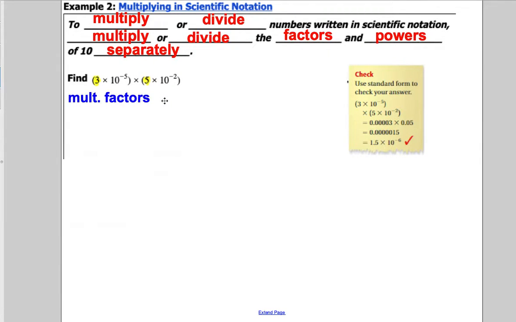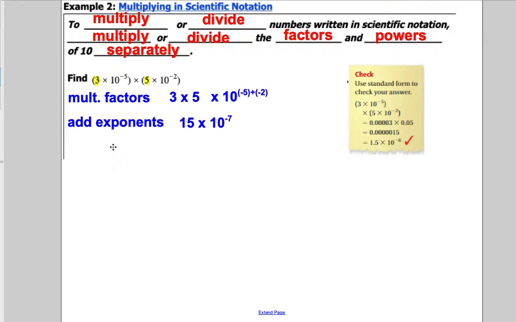Okay, so multiplying the factors here, you're just multiplying 3 times 5. Your powers of 10, though, it goes back to the product of powers property. When you're multiplying numbers that have the same base, you need to add your exponents. So the base is 10, and you're adding your -5 and your -2 together. So in order to do this problem, you need to first multiply the factors and then add your powers of 10 separately. Okay, so let's do that. 3 times 5 is 15, times 10 to the -5 plus -2 is -7.